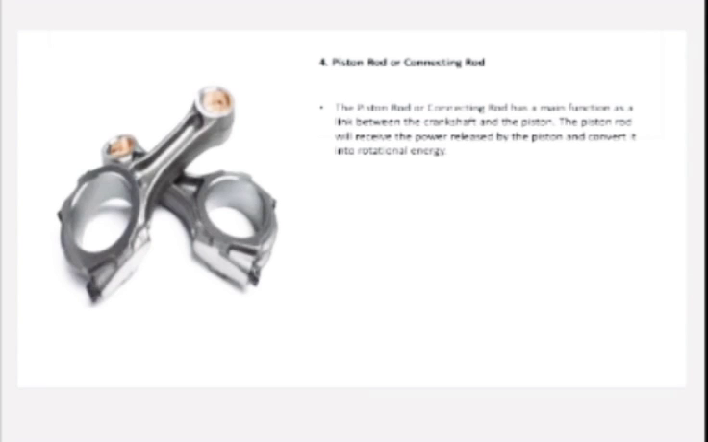4. Piston rod or connecting rod. The piston rod or connecting rod has a main function as a link between the crankshaft and the piston. The piston rod will receive the power released by the piston and convert it into rotational energy.